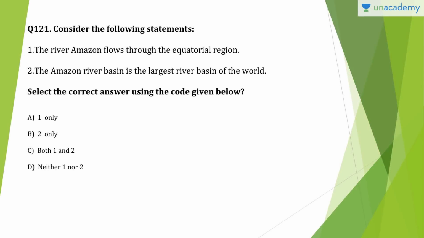Question number 121. Consider the following statements. The river Amazon flows through the equatorial region. Yes, no doubt about it. The Amazon river basin is the largest river basin of the world. That is also correct. So answer here is C, both 1 and 2.